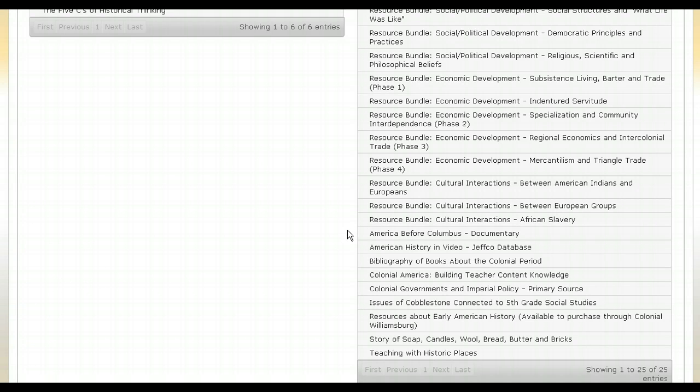Down here at the bottom are some different resources that you might consider to be a little bit more isolated, but I would also point you to this one here on issues of Cobblestone connected to 5th grade social studies. For teachers that are looking to incorporate more nonfiction reading within their classrooms, Cobblestone is a great social studies magazine written for kids that can allow you to use small pieces for guided reading groups.